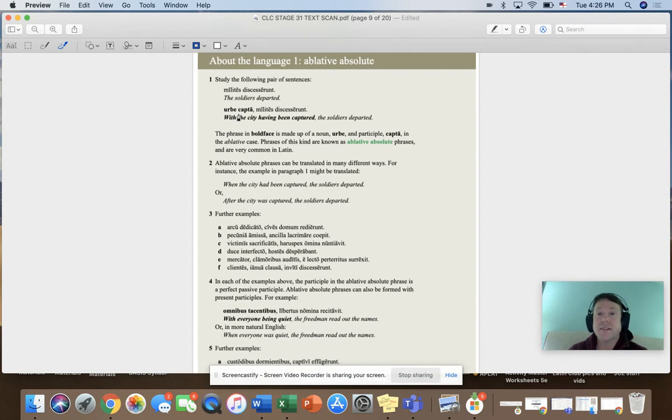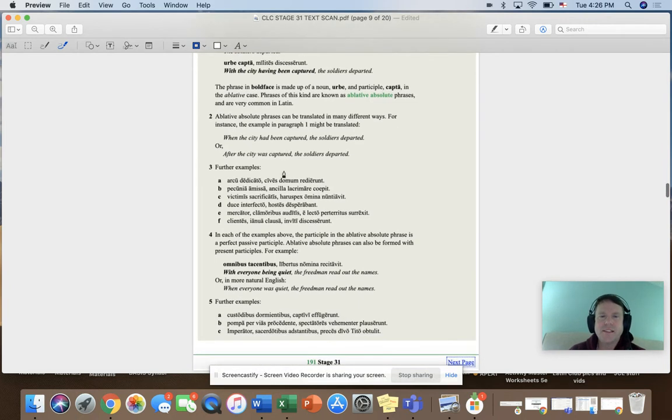This tells you exactly what I just showed you: we have a noun and a participle, and they're in the ablative. We can see too that it's set off by a comma at the beginning, so it's setting the scene for the main idea of the sentence. So the main verb, the main action, is the soldiers left. But this gives us a little bit more info. With the city having been captured, the soldiers left.